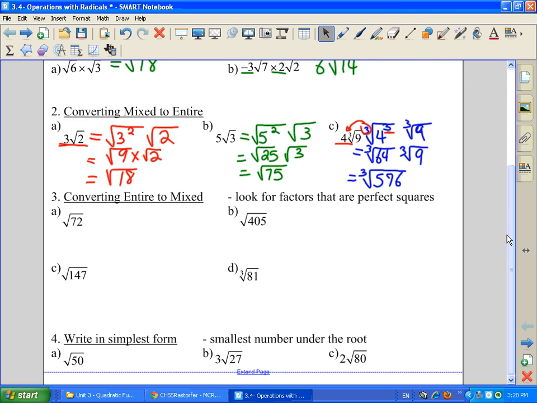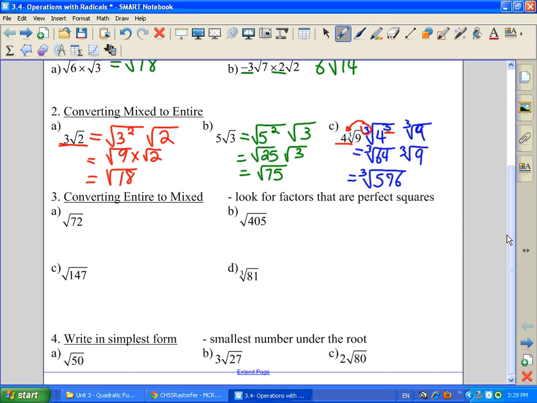Number 3, we're going to now be converting entire to mixed. So what we have to do is look for factors that are perfect squares. This is your most common form, ladies and gentlemen, of radical transformation, okay? So basically, if you have one of those matrix or you know your times tables, on a matrix, ladies and gentlemen, you look at the diagonal. So for example, 1, 4, 9, 16, 49, etc., all the way through.